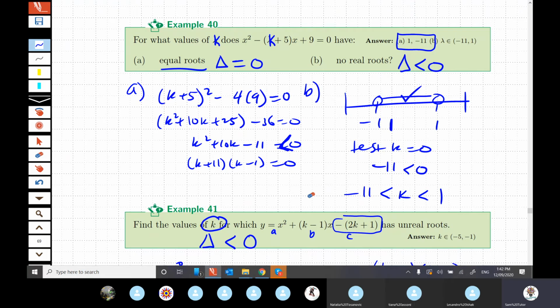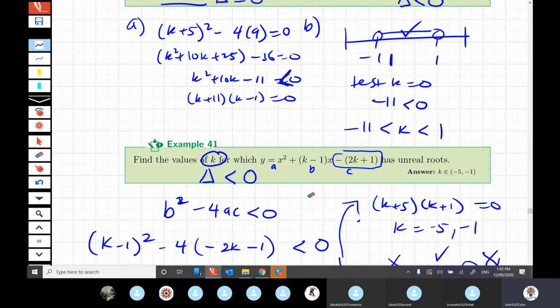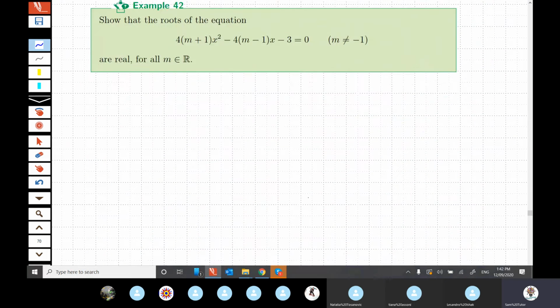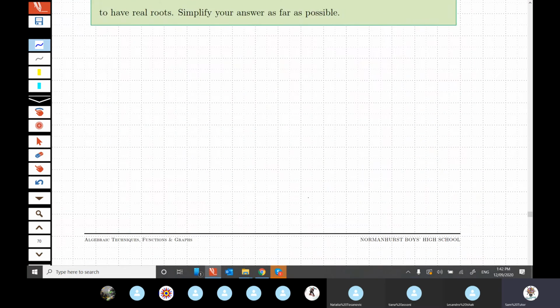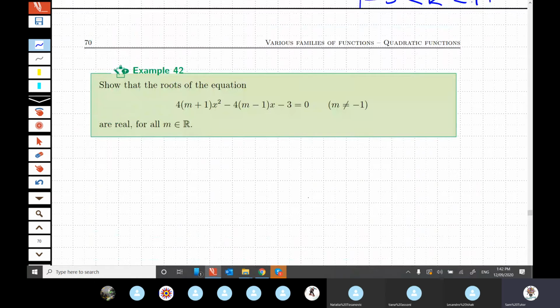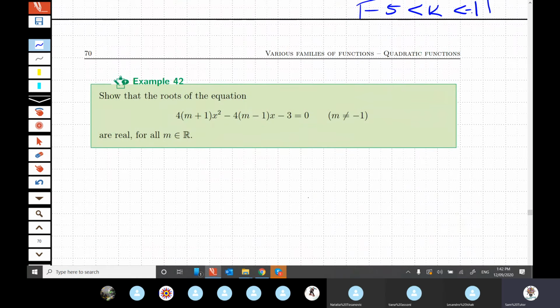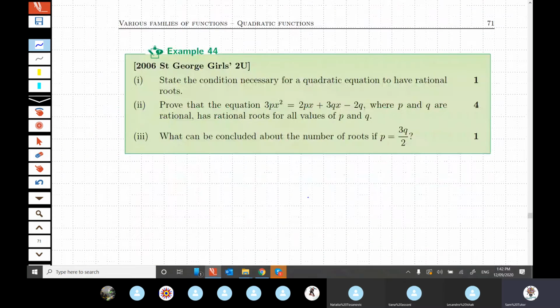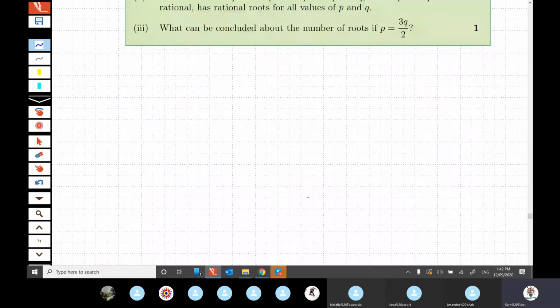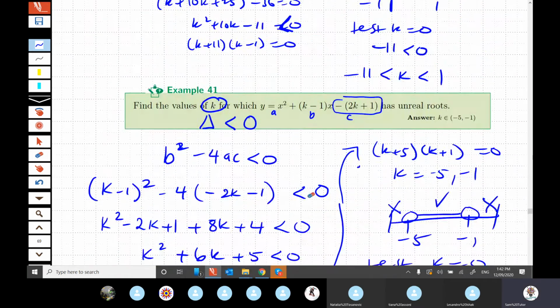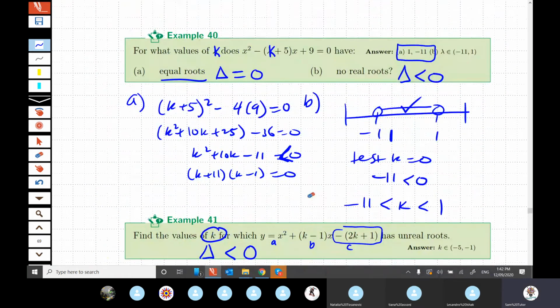So you want to do it again then? Yeah. Another one, so not good at this yet. Show that the roots of this equation are real. No, that's not what we want. That's not what we've been doing. All right, I'll make it up.